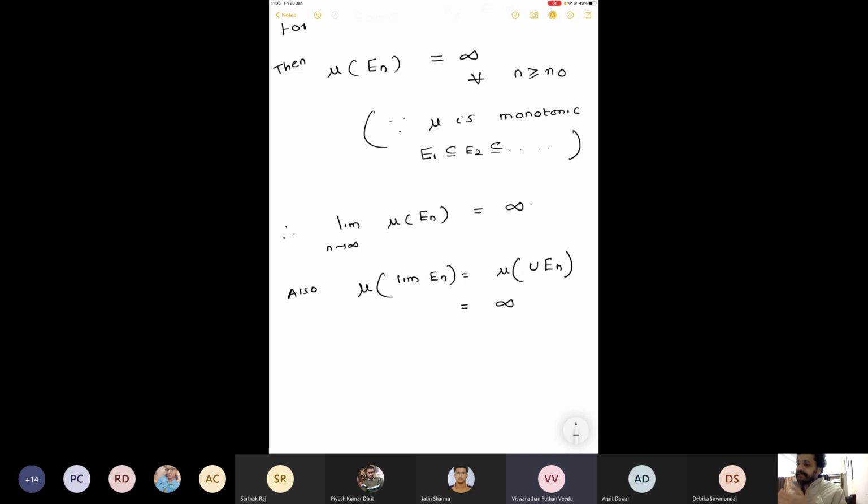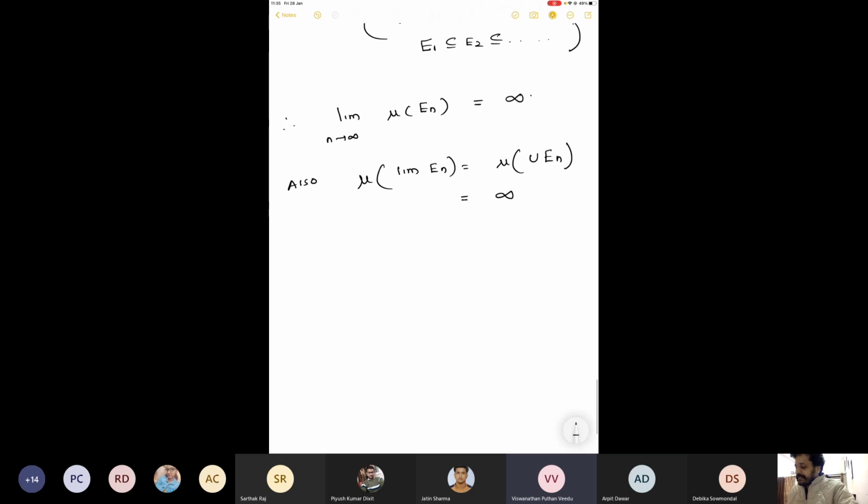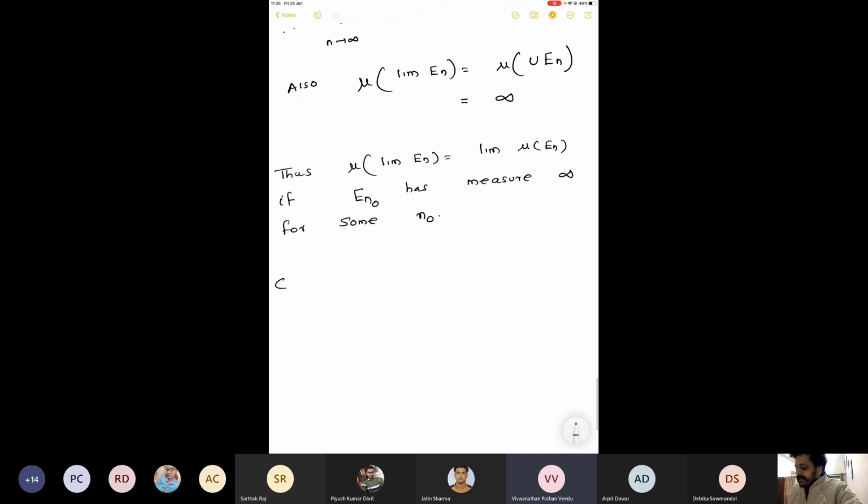So what did you observe? You observe that the equation in the question is satisfied when one of the sets has infinity measure. Thus mu of limit En is equal to limit of mu of En if En naught has measure infinity for some n naught. So this is a trivial case. Now onwards, I will work with the case when mu of En is finite for all n. Okay, consider the other case.